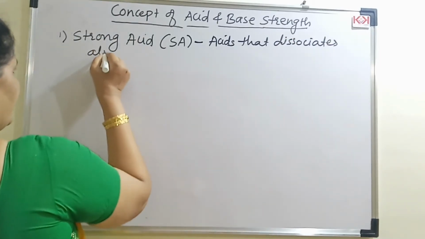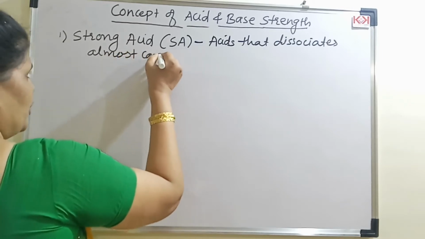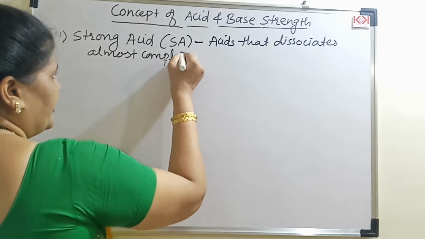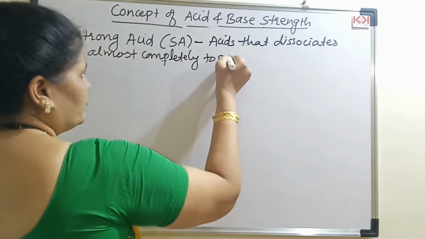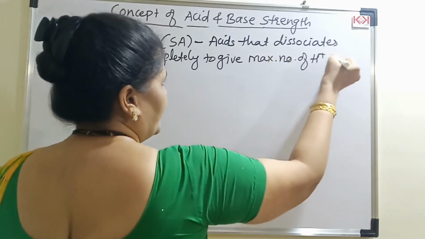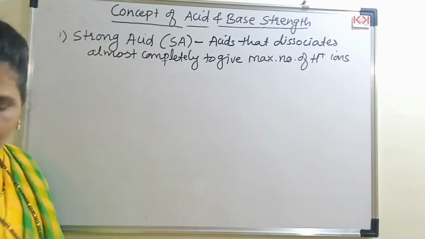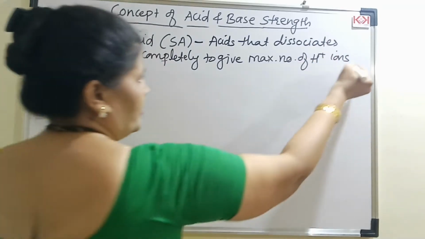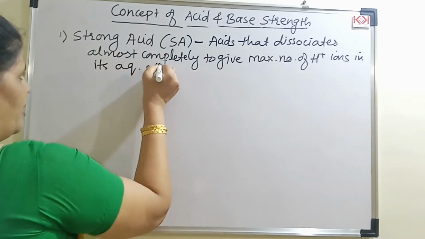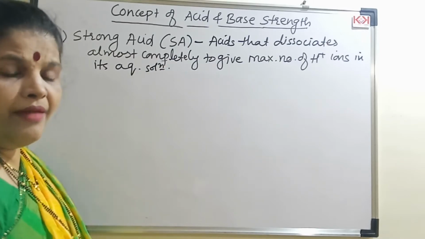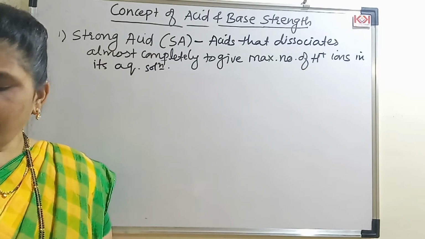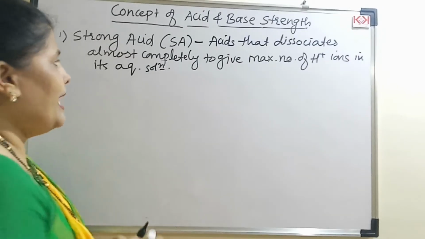almost completely. Why am I writing almost completely? Because no substance undergoes 100% dissociation. Almost completely to give maximum number of H plus ions in its aqueous solution. What is the meaning of aqueous solution, students? If I dissolve the substance in water and it is giving maximum number of H plus ions, then I will classify that as a strong acid.